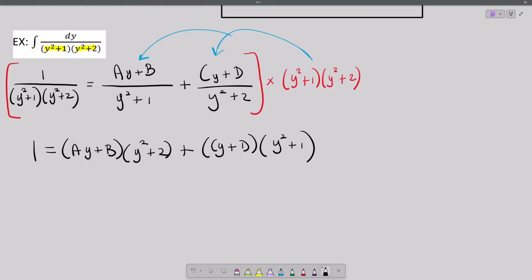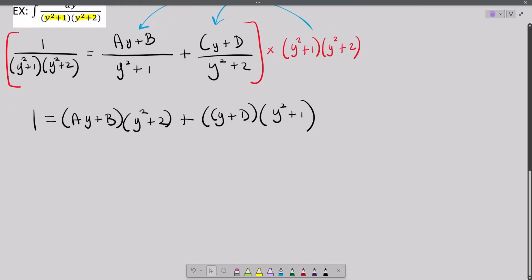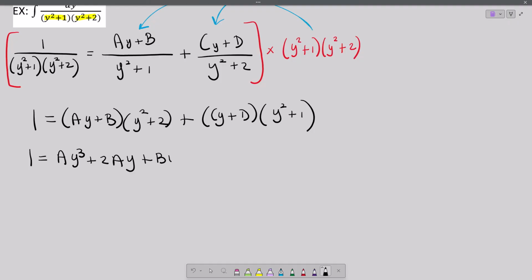Good eye. All right, no convenient values here, so our only choice is to multiply it all out and go traditional. So FOIL this out, we're going to have ay cubed plus 2ay plus by squared plus 2b. So no other choice here, we just have to multiply it out.